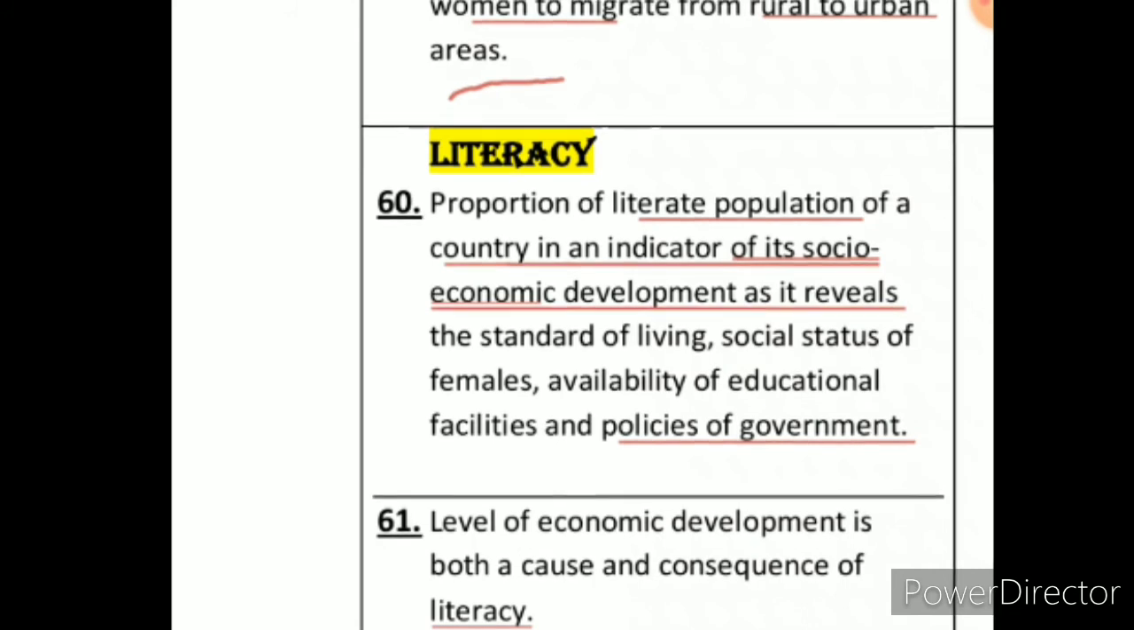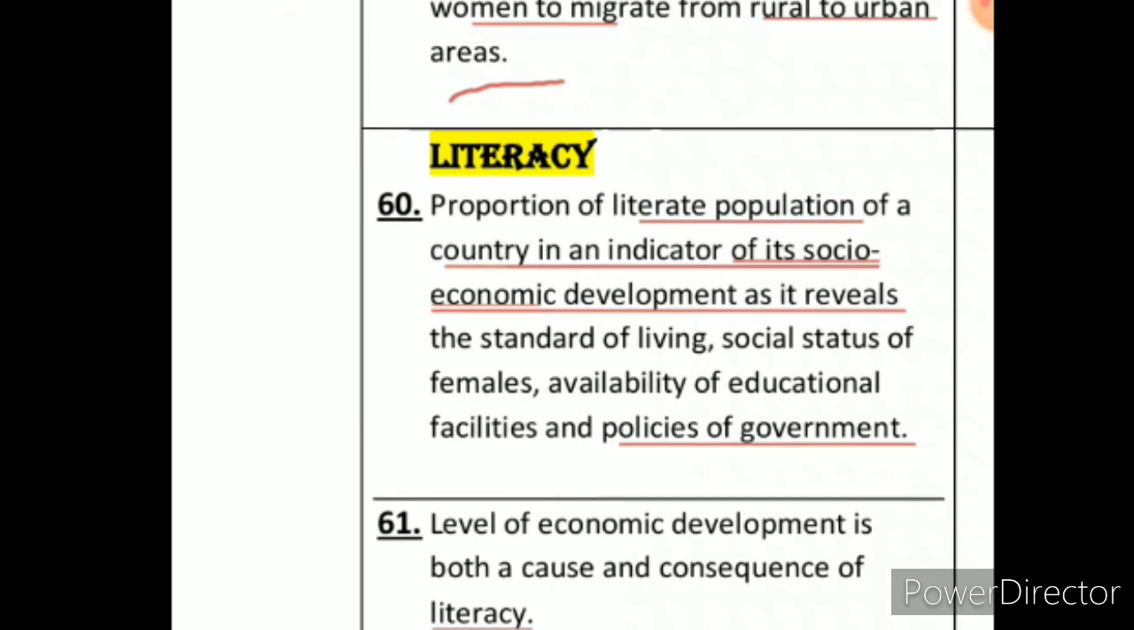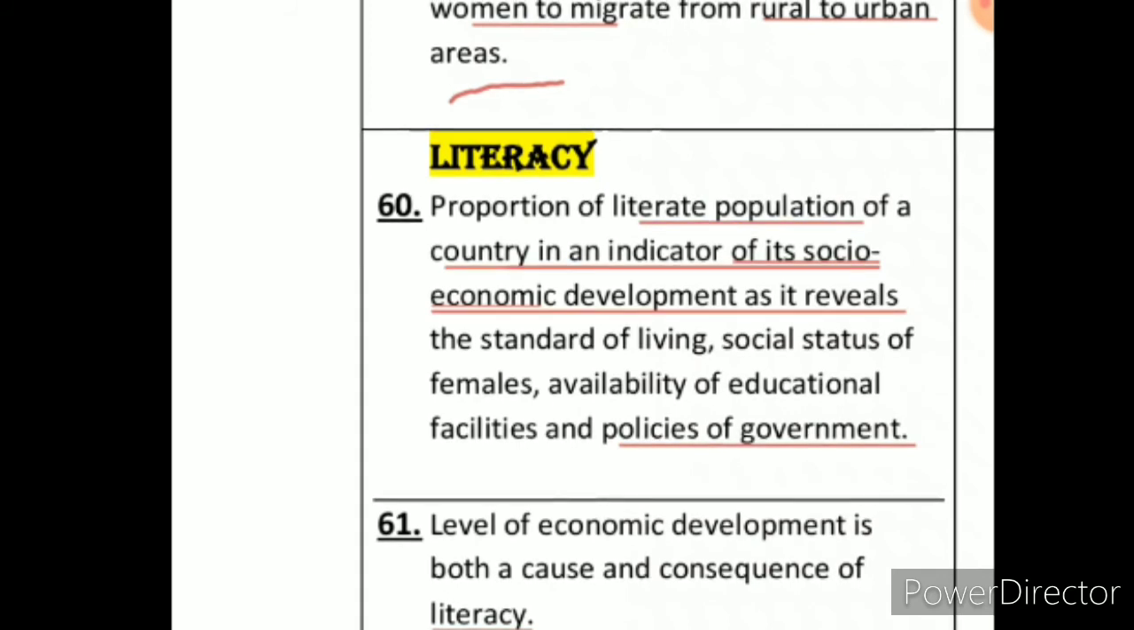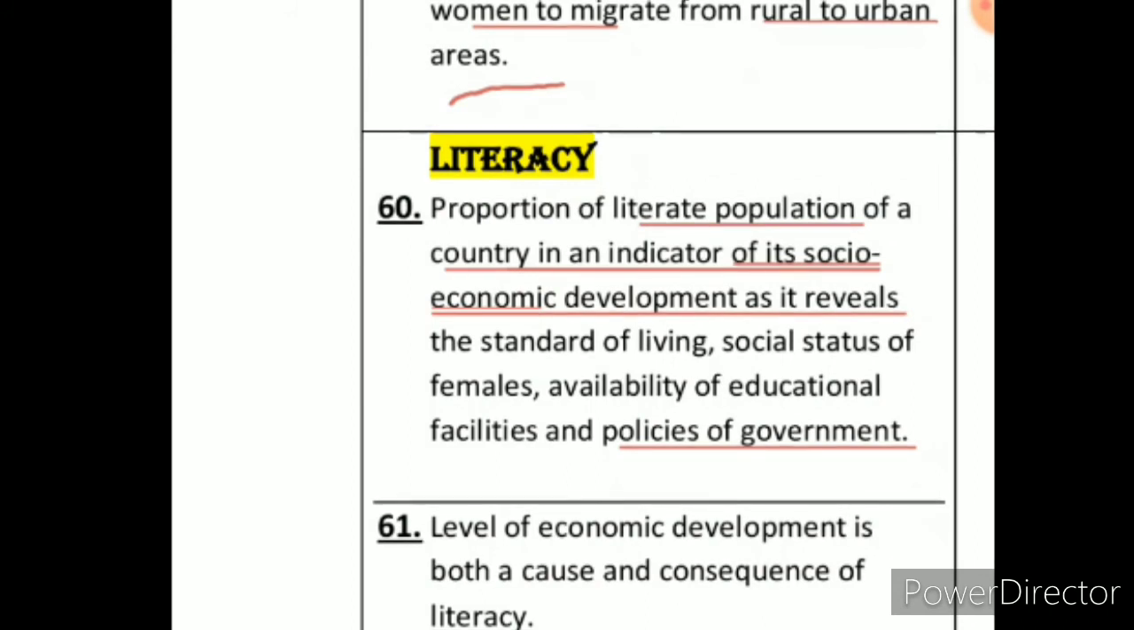What does literacy rate denote? So this is the definition: percentage of population above 7 years of age who is able to read, write, and have the ability to do some simple arithmetic calculation.